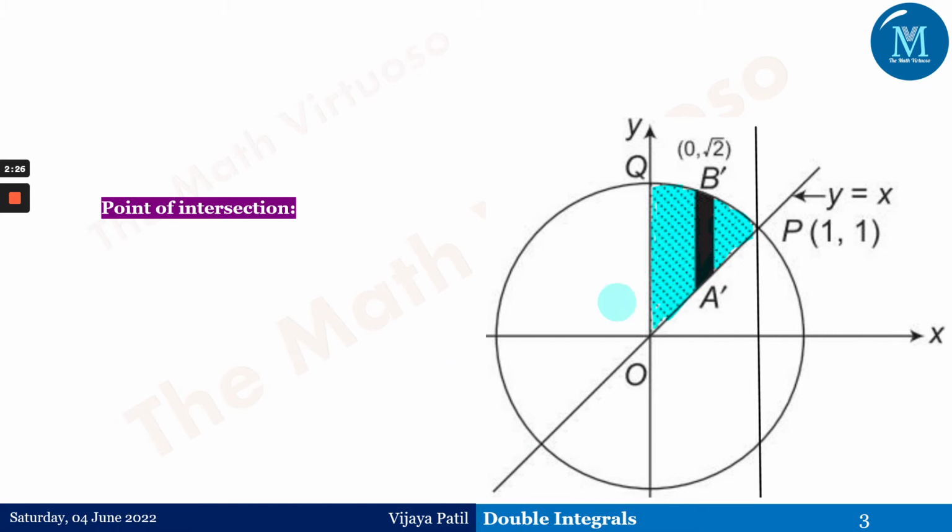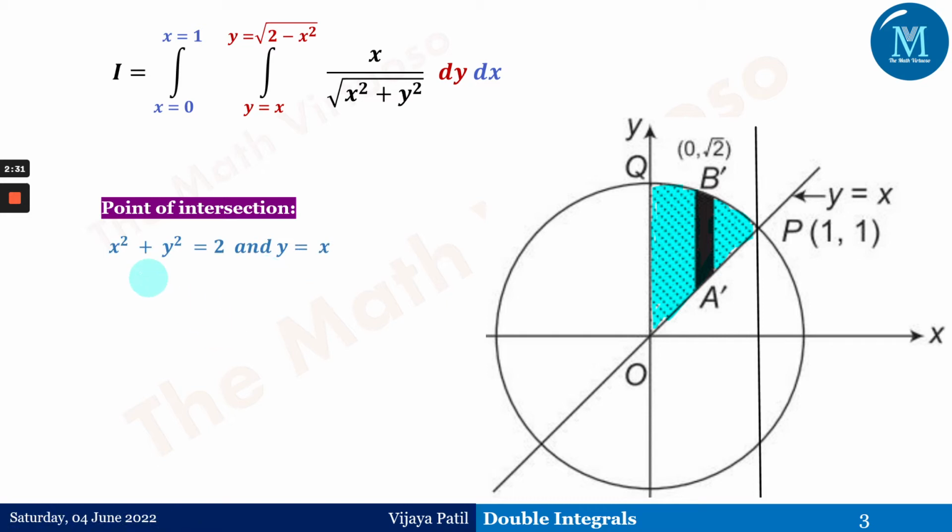Now we have to understand the point of intersection of the curves. We have to find it from x square plus y square is equal to 2 and y is equal to x. If you put y as x, then x square plus x square, that is 2x square, is equal to 2, that is x square is equal to 1. That means we have x is equal to plus 1 and x is equal to minus 1, and since y is equal to x, the intersections are 1 comma 1 and minus 1 comma minus 1. These are the two intercepts of the circle and the line.